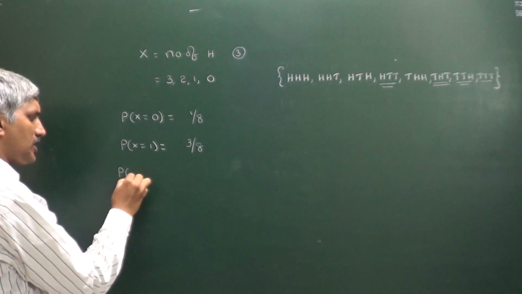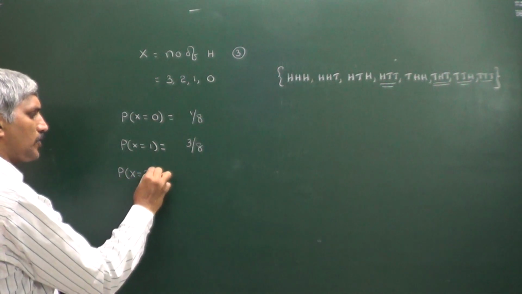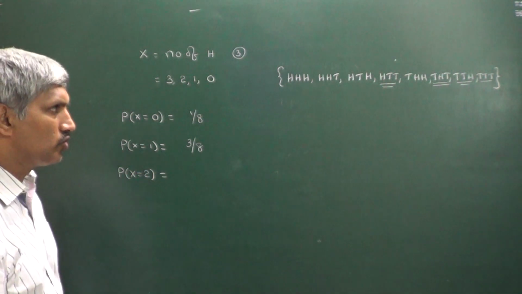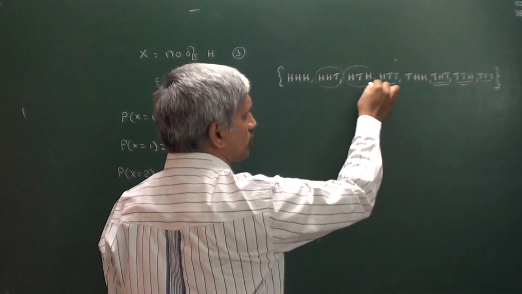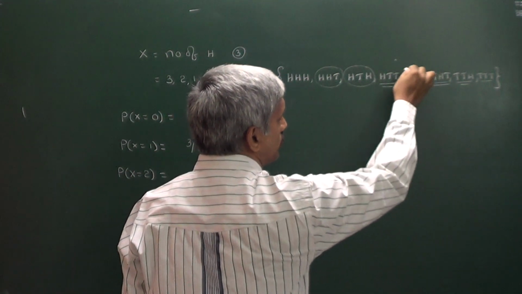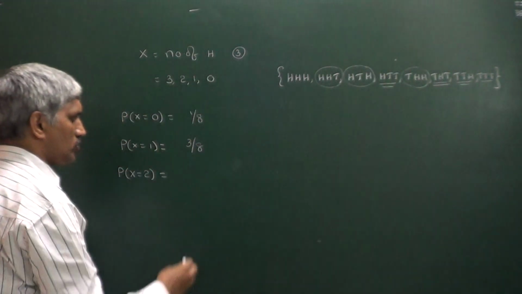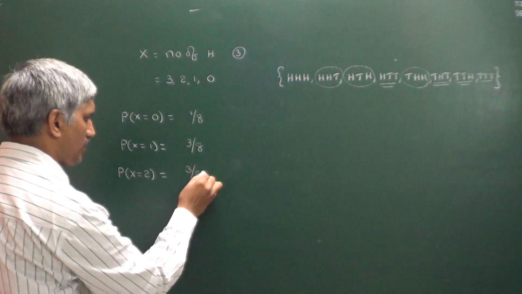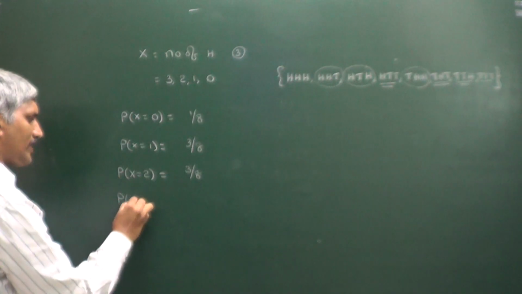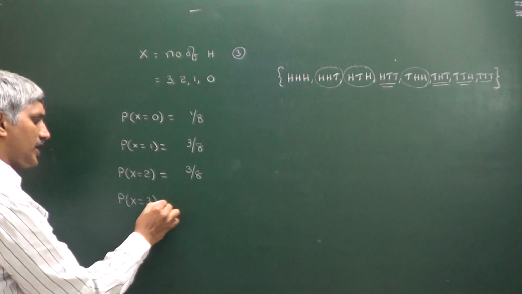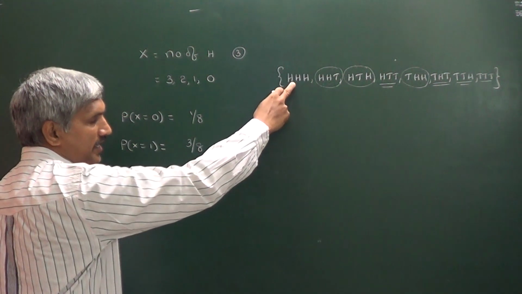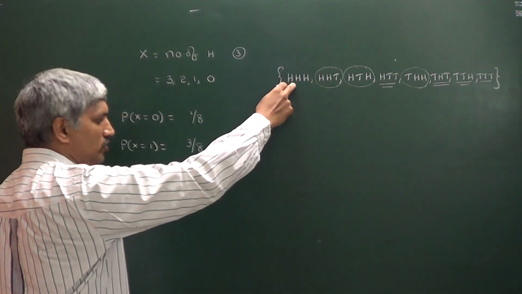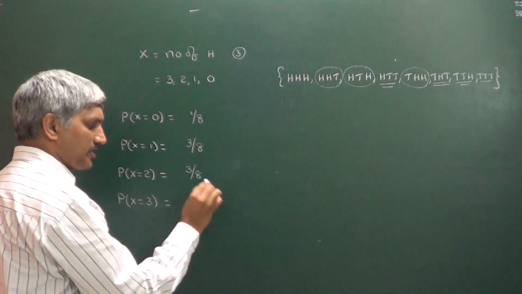Next, x is taking the value 2. What is the probability? X is equal to 2. This is the case, number of heads is equal to 2. This is also the case, number of heads is equal to 2. Here also number of heads is equal to 2. That's why we are getting 3 by 8. Next one is P of x is equal to 3. X is taking the value 3. This is the case where number of heads is equal to 3. So that's why 1 by 8.